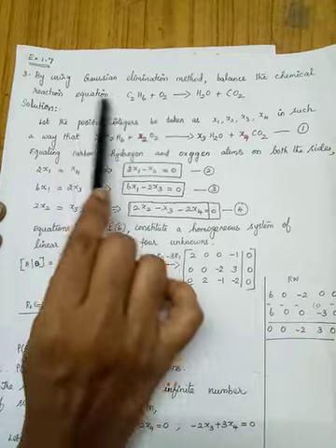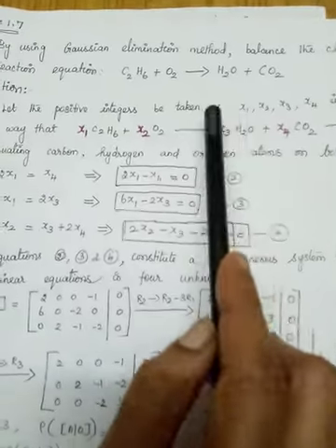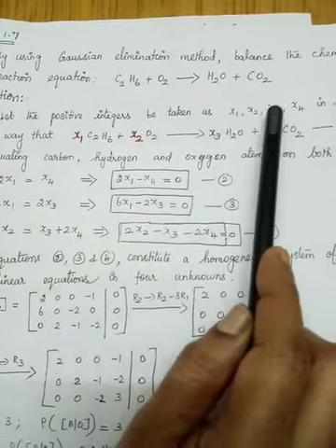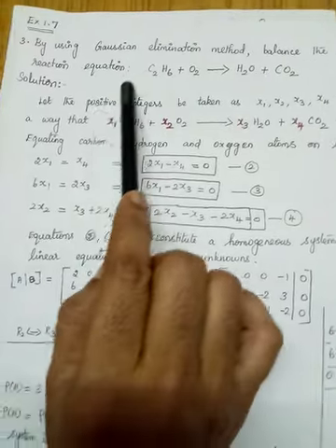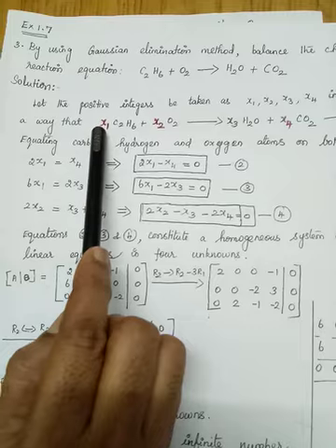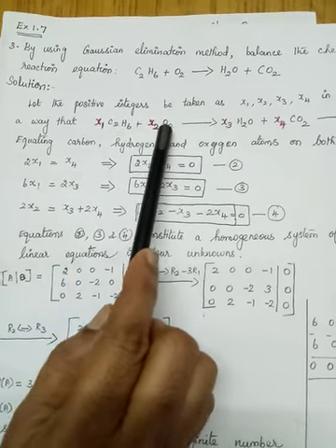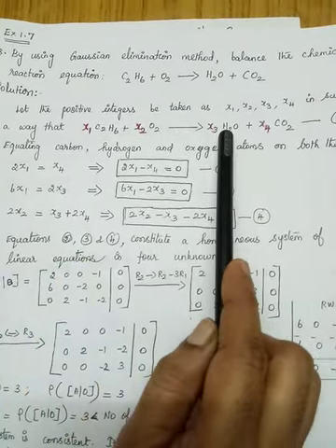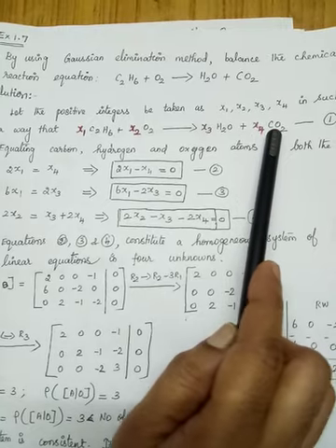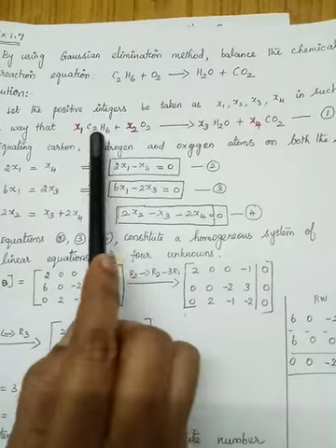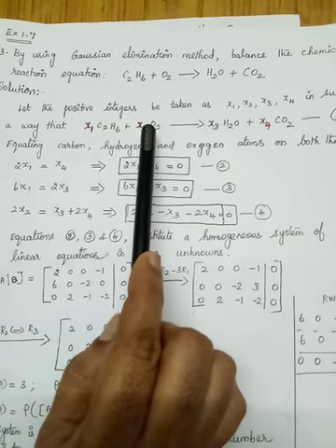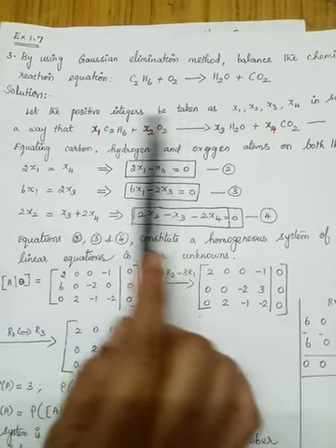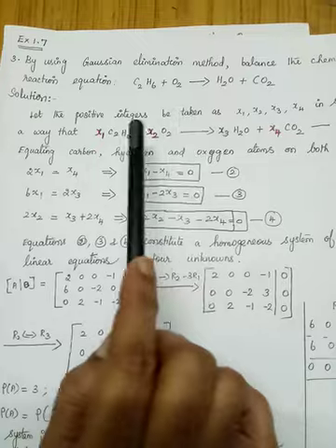This word is very important: positive integers. We are going to take x1, x2, x3, x4 in such a way that x1 C2H6 plus x2 O2 implies x3 H2O plus x4 CO2. In this equation, carbon, hydrogen and oxygen atoms are there, so we are going to equate them on both sides.